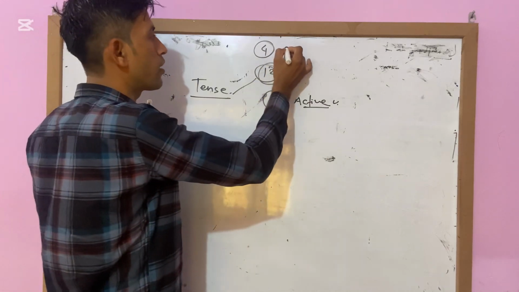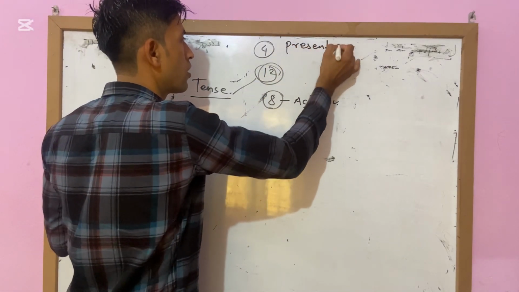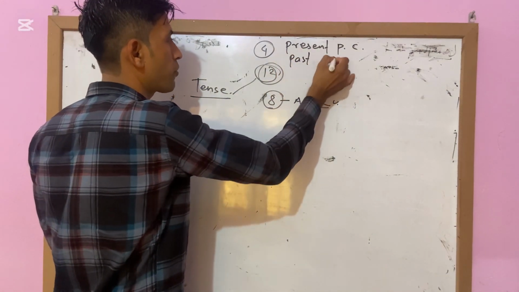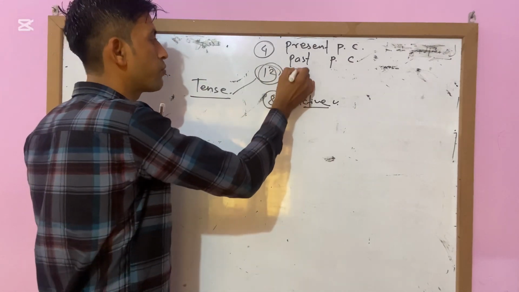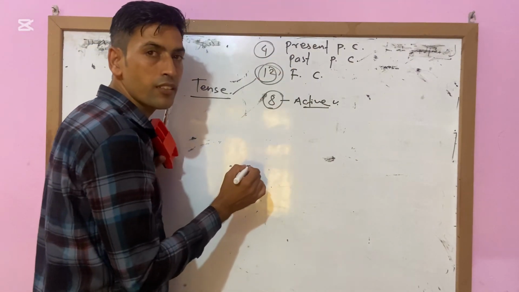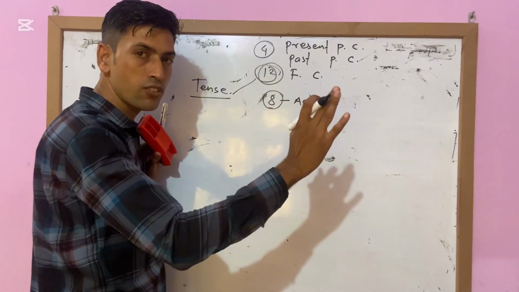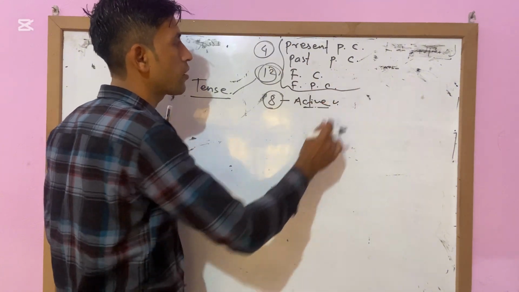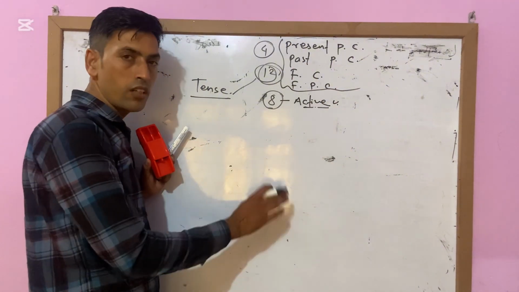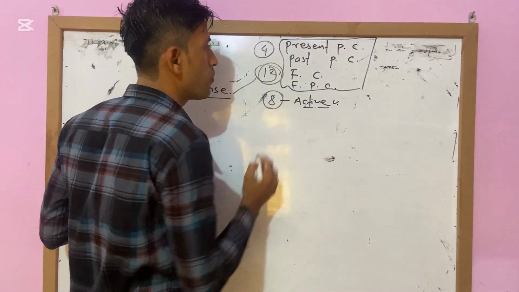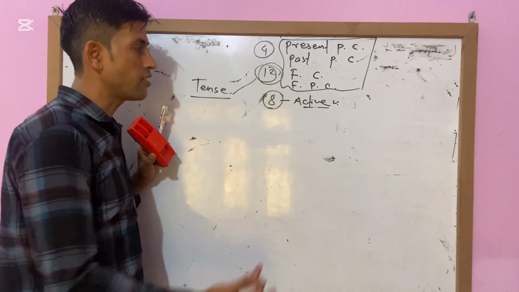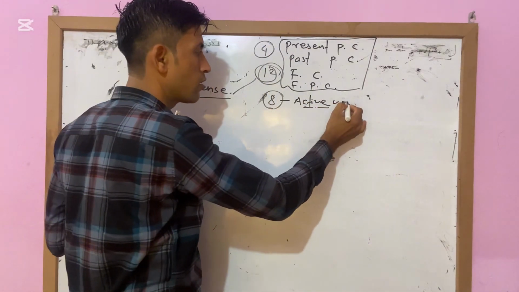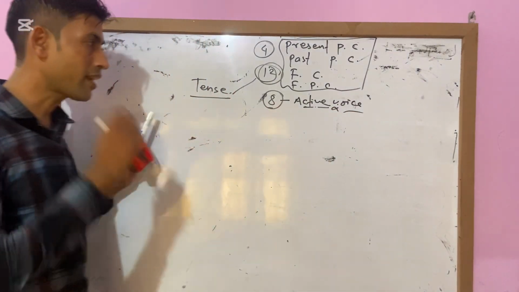What are they? First one is the present perfect continuous tense, right? Another one is past perfect continuous tense. Then future continuous tense. If future continuous tense is given, then we cannot change into the passive. Another one is future perfect continuous tense, which we cannot change into the passive. So these are the four which we cannot change from active to passive. Except these, only 8 are active voice which we can change.